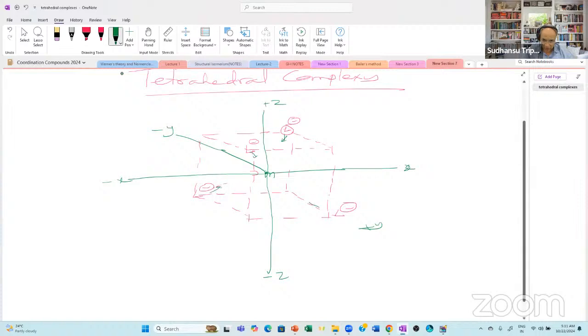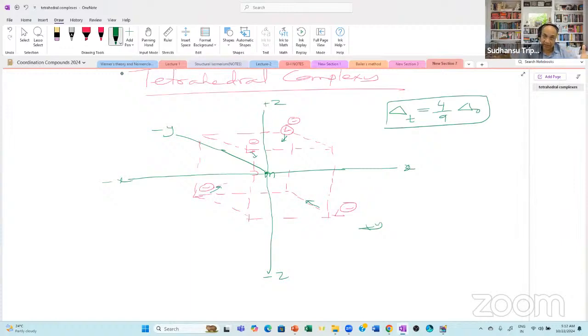Now, since they're approaching, I'm showing a short sign, not along the axis, away from the axis. The repulsion factor is less. Therefore, keeping the metal ion oxidation state fixed and ligands fixed, del T is nearly half of del O. Same metal ion, same oxidation state, same ligands, but with 6 ligands, del O will be 2 times greater. This will be almost half.